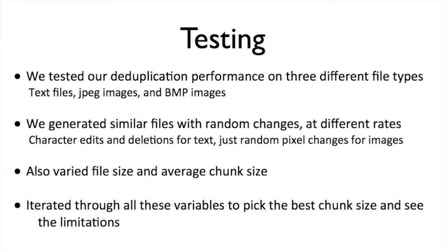So we tested our deduplication performance on 3 different file types. We used text files, JPEG images, and then bitmap images. We generated similar files with random changes at different rates. We used character edits and deletions for text files and just random pixel changes for the images. We also varied the file size and the average chunk size, and we iterated through all these variables to pick the best chunk size and to see the limitations of our program.